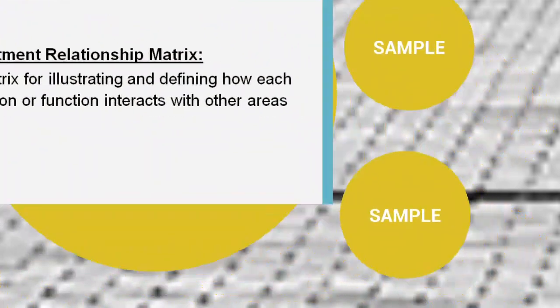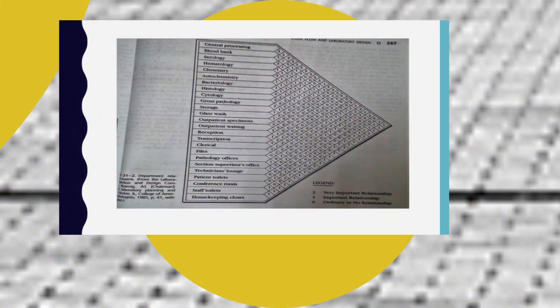Another example for the department relationship matrix is this one, where it is represented by numerals 0 to 2, where 0 represents no or ordinary relationship, 1 is important relationship, and 2 is very important relationship to each other or to each department.